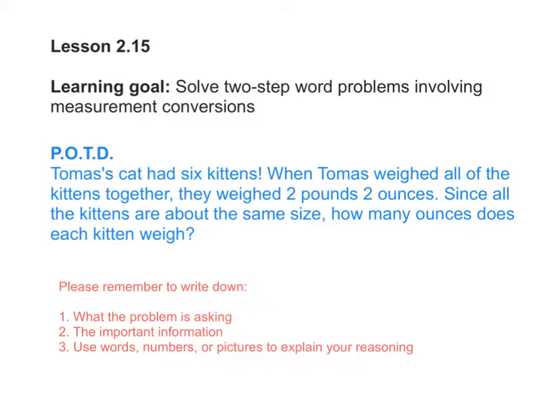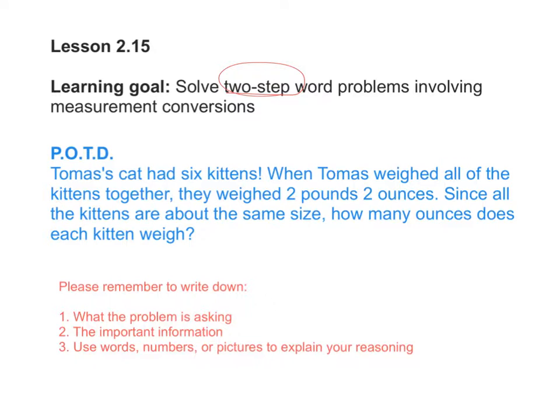So today we're talking about lesson 2.15, the last lesson of new material before your test on Friday. And today's learning goal is to be able to solve two-step word problems that involve measurement conversions. So you're going to take what you know about measurement conversions, what you've been working on in lessons 13 and 14, and then use that information to help you solve word problems. And it's already telling you that your word problems today are going to take at least 2 steps to solve it. So you're going to have to do 2 different math operations to solve the word problems.